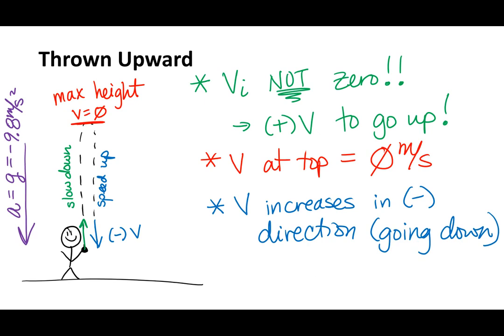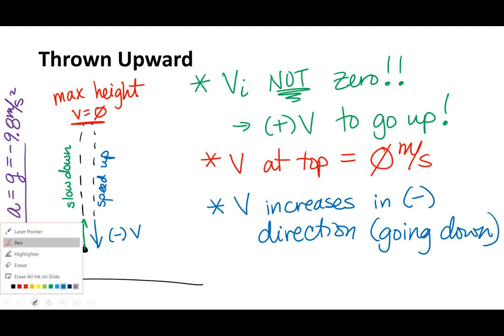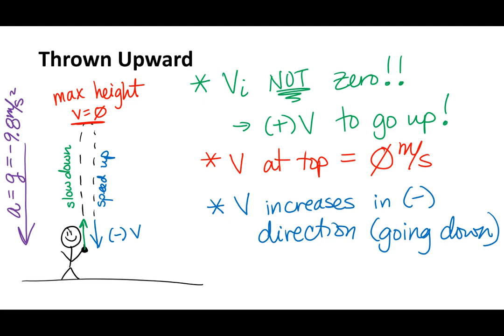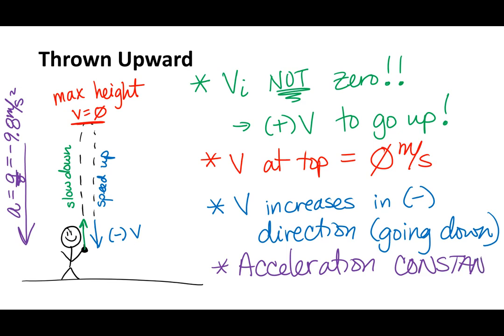Now, no matter what, gravity is always going to be pulling down. So even if the object is going up, the acceleration is not going to be positive. That's because the acceleration is from gravity, and gravity always pulls down. So acceleration is constant at negative 9.8. Always going down.